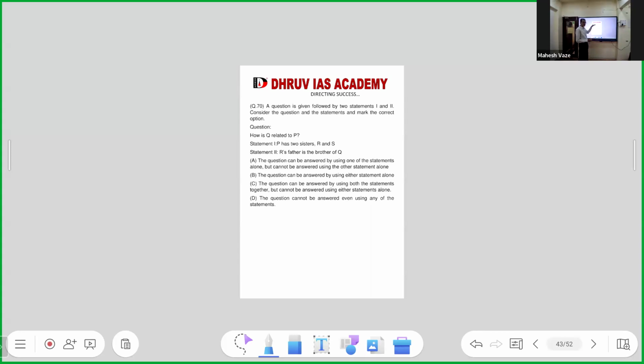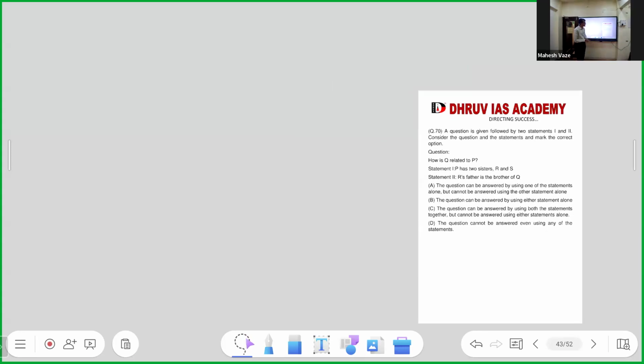So at least we should have one statement. P has two sisters, R and S. Okay, now we'll see how to go about this question. So P, R and S are female and female. So they are siblings, but from this statement alone, because there is no mention of Q there, statement 1 alone is not sufficient. So statement 2, R's father is the brother of Q. Okay, so that means they are siblings now. So R's father, whoever is his father, is the brother of Q.